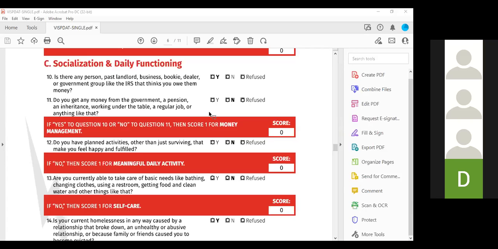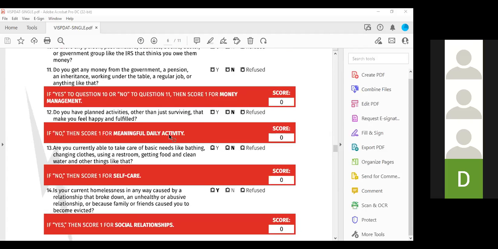Question 12, do you have planned activities other than just surviving that make you feel happy and fulfilled? They'd be like, yeah, okay, what is it? And they can't give me anything. So they're just, again, in straight survival mode. They're just making sure that they eat, that they shower, they can wash their clothes from day to day. Everything else is last on their agenda.